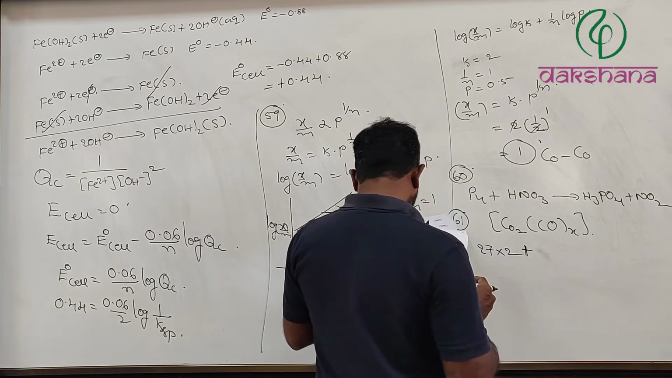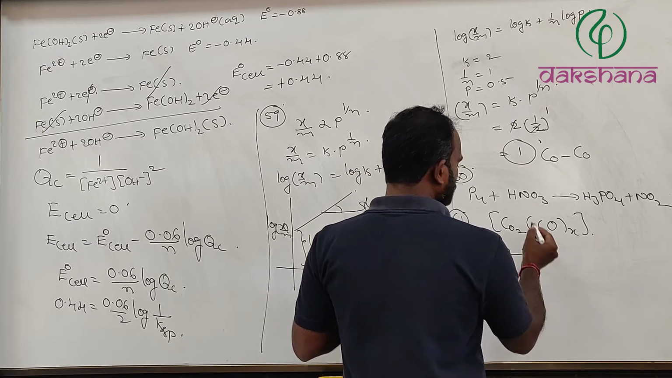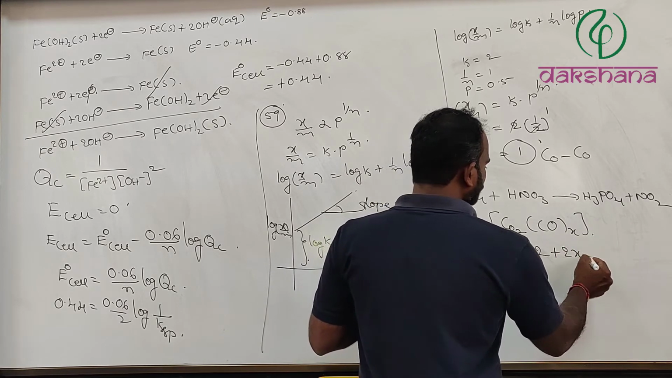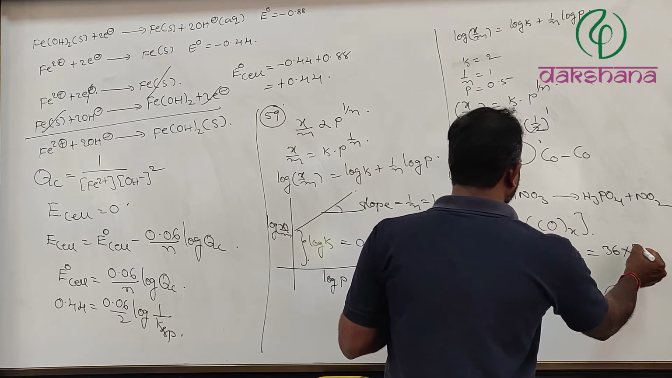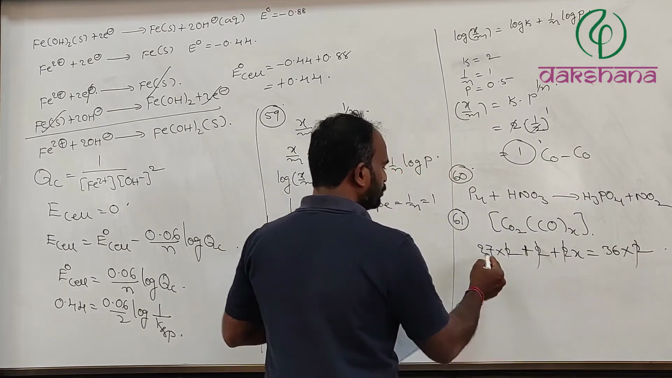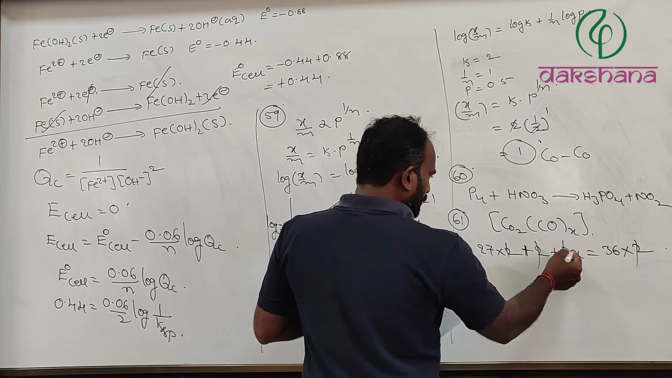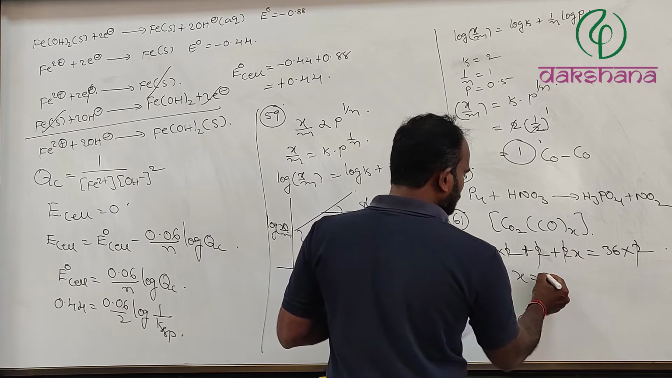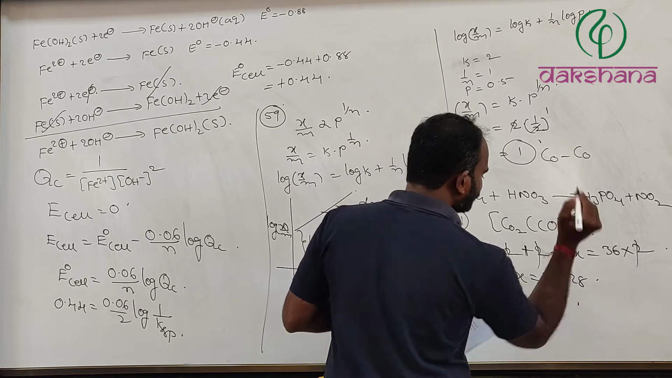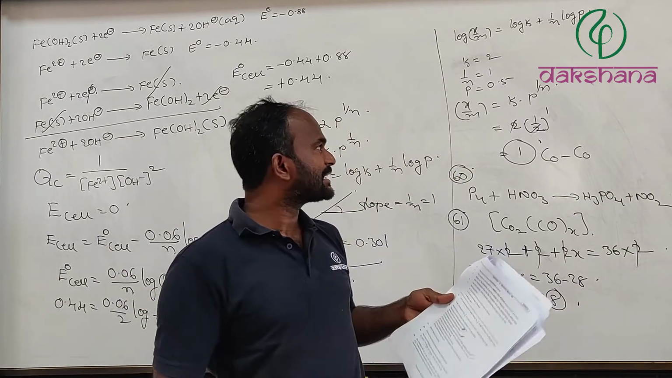And here, next one that could be 2 plus here 2x, that is equals to 36 into 2 because 2 cobalts are there. So by cancelling all this 2, 27 plus 1, 28, x is equals to 36 minus 28, so x equals to 8, which is done.